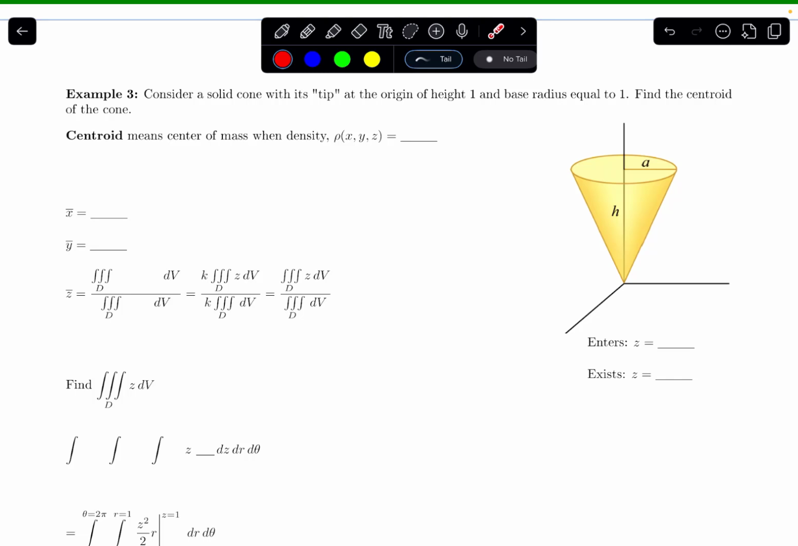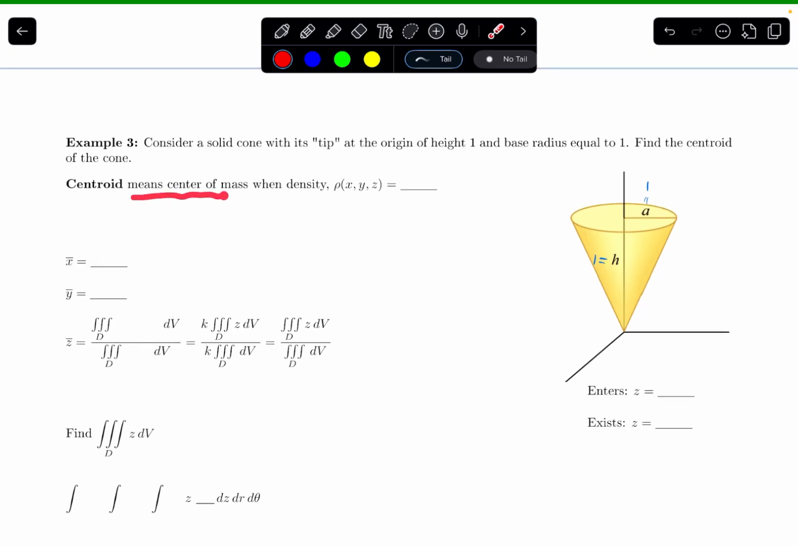In this video, we're going to do an example where we find the centroid of a cone. So consider a solid cone with its tip at the origin. It has a height of 1 and base radius equal to 1. And I want to find its centroid. So the height here is going to be 1, and this base radius, which I'm calling A, is going to be 1. Remember that the term centroid means we're trying to find the center of mass.